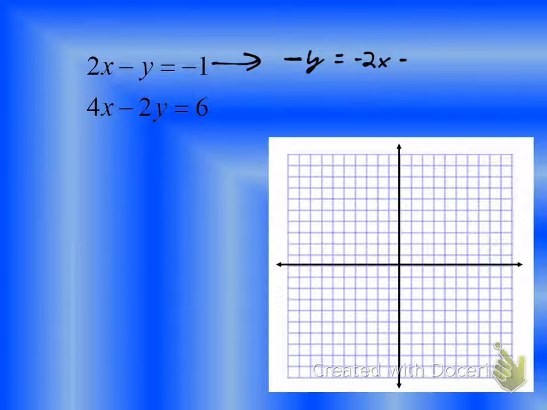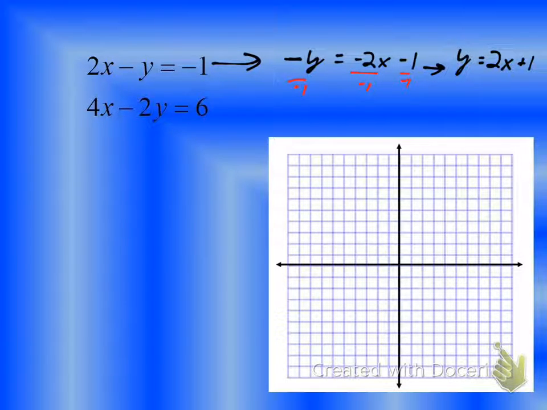-2x minus 1. Then you divide by the negative. Divide by the negative. Very good, sir. All right, which gives you, I'm going to kind of work it this way, y equals 2x plus 1. You do the second one.